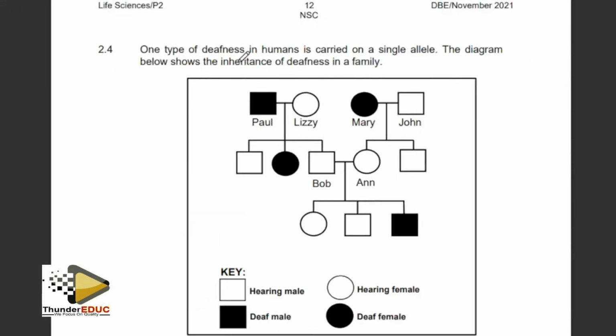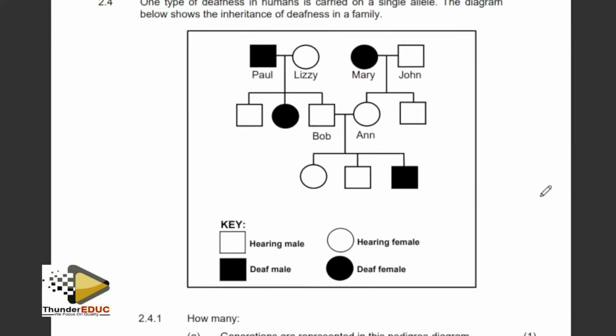Let me show you here. One of the deafness in humans is carried on a single allele. The diagram below shows, yeah, done. They are not talking about sex-linked. However much they talk about Paul, and you know that Paul is a boy, Liz is a girl, Mary is a girl, John is a boy, please don't use X and Y. So if they don't mention it is sex-linked, don't use X and Y. If they mention sex-linked, then you talk about X and Y.